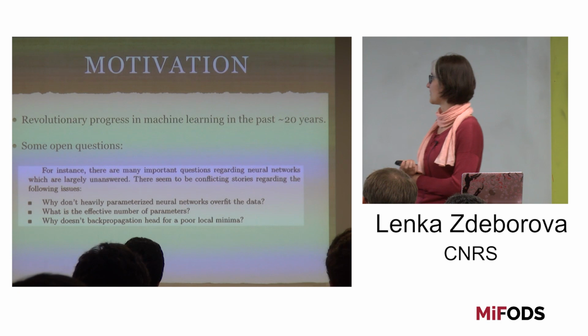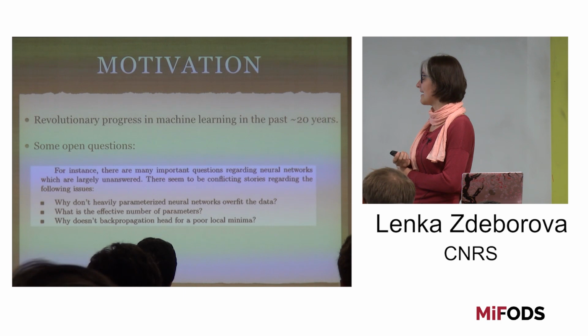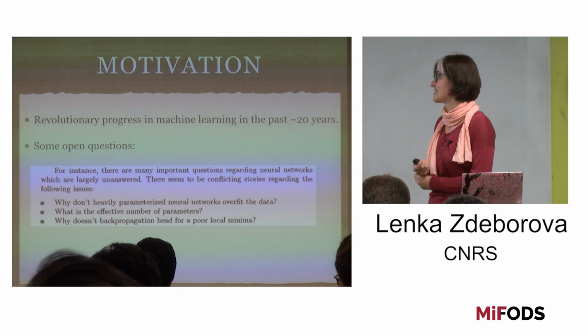What is the effective number of parameters, the right notion of complexity that would tell us indirectly the number of samples that we need to learn well? Why does backpropagation, which is just gradient descent, head for, or doesn't backpropagation head for, poor local minima or even poor global minima, but heads for good global minima?